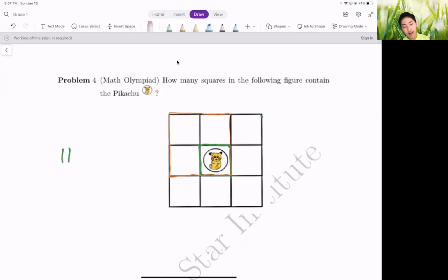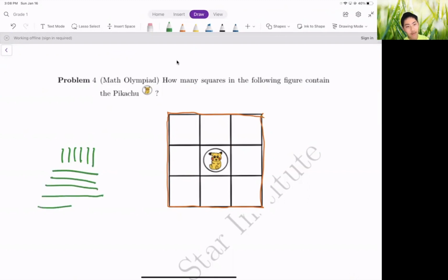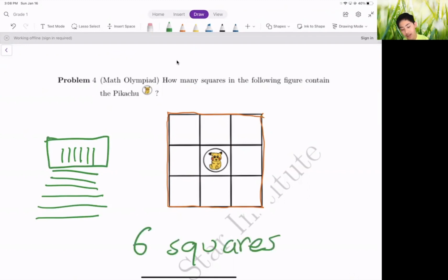So 2 tallies. And then from the black, we can also see that this black square that I'm highlighting right now also contains the Pikachu. And then we can see that another large square in blue also has the Pikachu. And finally, another square in yellow also contains the Pikachu. And in total, this should be 5 tallies. But then lastly, there's also this huge square that contains the Pikachu. So that's one final tally. And now let's count up the tallies. We have 1, 2, 3, 4, 5, and 6, as you can count right here. So in total, 6 squares in the following figure contain the Pikachu.